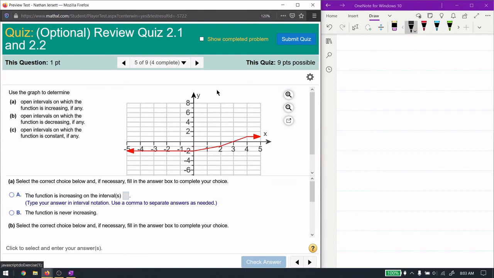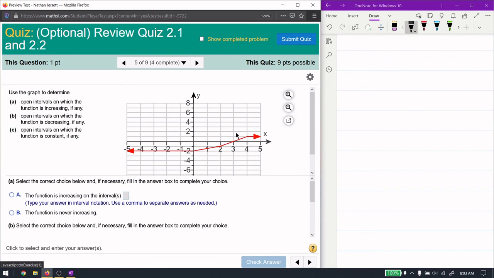So for this function, the first question is, where is it increasing? Right here is flatlining, flatlining, flatlining, and right here it starts to go up. Then at this point it goes up even further, and then it flatlines again. Now on both of these intervals, it is increasing because it's still going up.